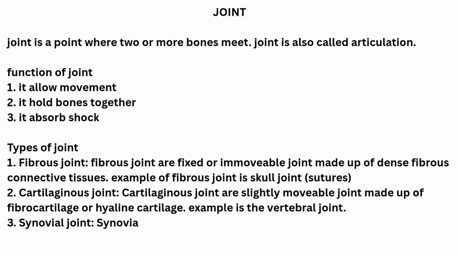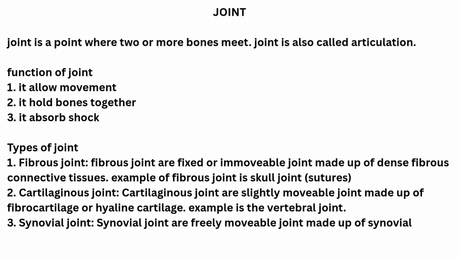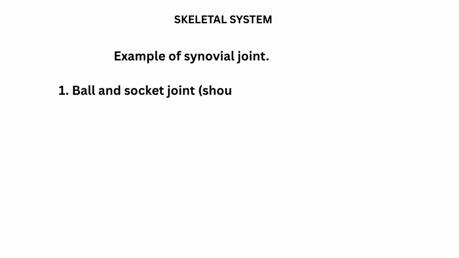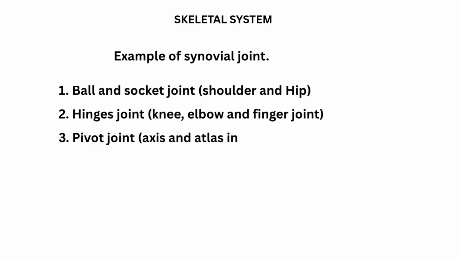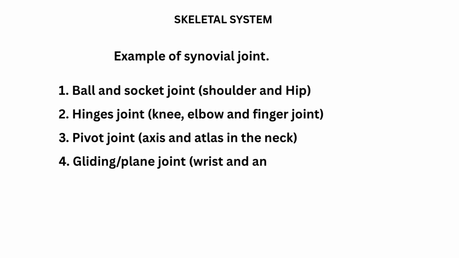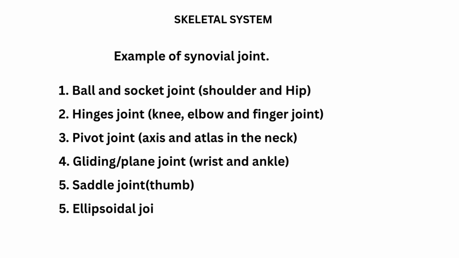3. Synovial joint. Synovial joints are freely movable joints made up of synovial fluid and a cavity. Examples of synovial joints. 1. Ball and socket joint, shoulder and hip. 2. Hinge joint, knee, elbow, and finger joint. 3. Pivot joint, axis and atlas in the neck. 4. Gliding or plane joint, wrist and ankle. 5. Saddle joint, thumb.